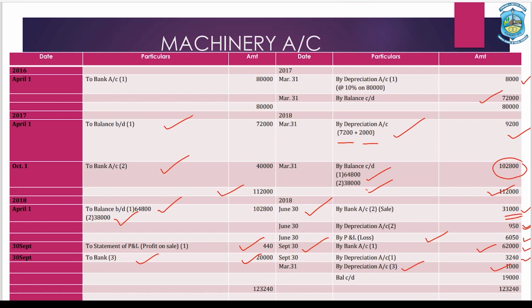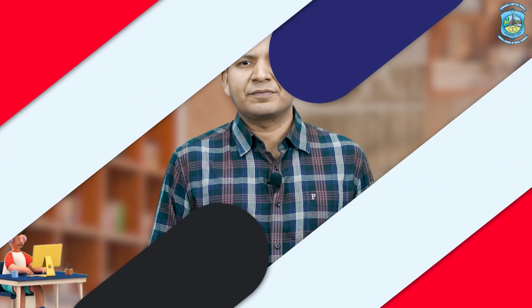Now we need to calculate the closing balance. The total of the debit side is 1,23,240. Higher total to be posted in the opposite side and we have a balancing figure of 19,000. This 19,000 is basically the difference between opening balance of machine 3, that is 20,000, minus depreciation 1,000. Hence, the closing balance of this machine is 19,000. And this will be transferred in the debit side on 1st April 2018.